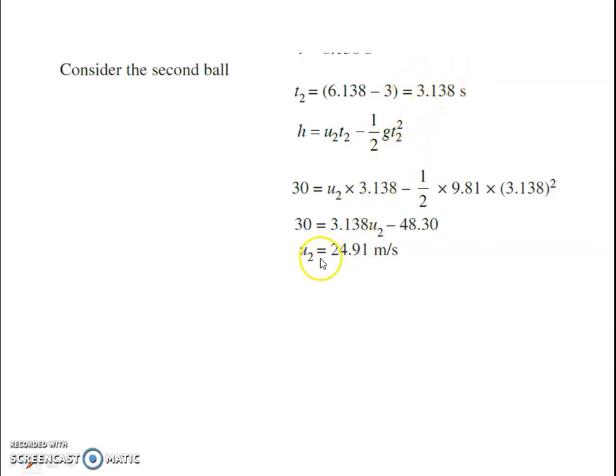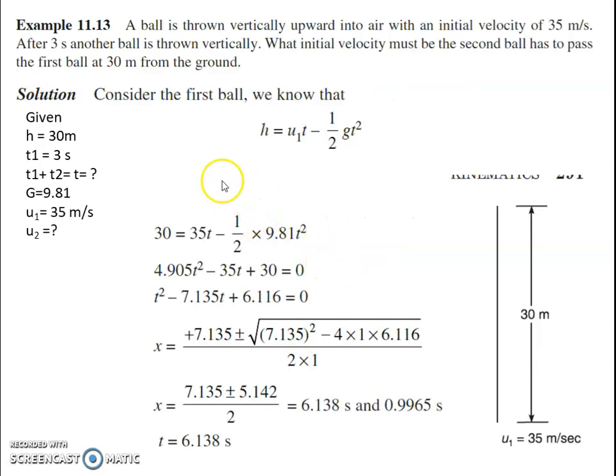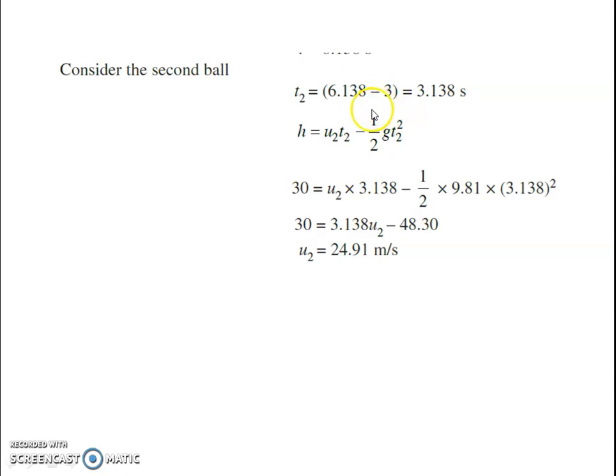So in this problem, what is the trick? The trick is here the time. The time taken by the first ball to reach 30 meter height we have to find. Next, the second ball is thrown after 3 seconds of the first ball. So the time taken by the second ball to reach the same height of 30 meter will be lesser. For this time, what will be the initial velocity of the second ball that has been asked? That one we have to find.